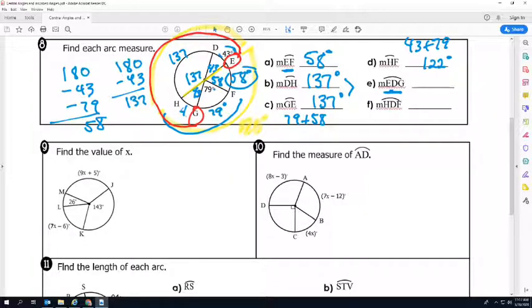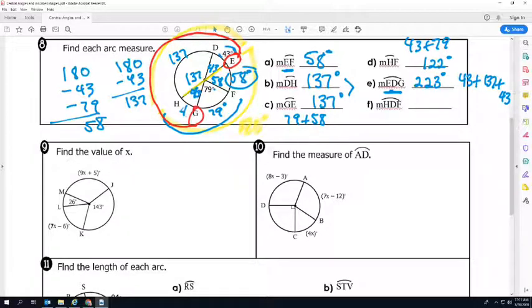So to get that answer, I'm going to do 43 plus 137 plus, what was that? Before I erased it, I'm sorry, another 43. All right, when you add those 3 together, you get 223 degrees. This was 43 before I erased stuff.